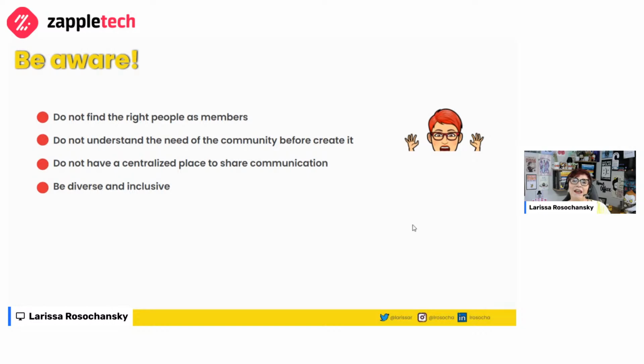Be diverse and inclusive, so everyone is invited. Everyone can invite everyone. This is really important. And always be open to feedback and always evolve as a community. If you understand that something is not working, you fail fast and you learn from it, and we do continuous improvement over and over again.